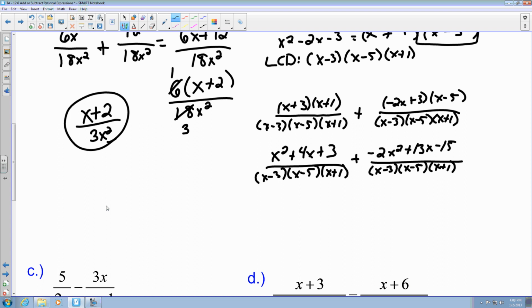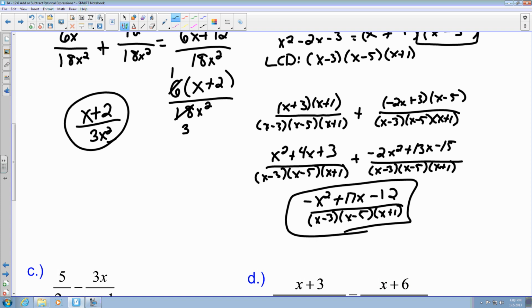And if we were to pair up like terms here, x squared minus 2x squared gives me a negative x squared. I got plus 4x plus 13x, which gives me a plus 17x. And then I have plus 3 minus 15, which gives me a negative 12 all over x minus 3, x minus 5, x plus 1. And that is your simplified answer.